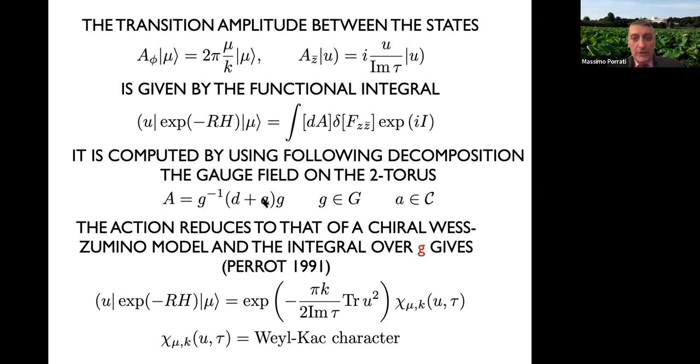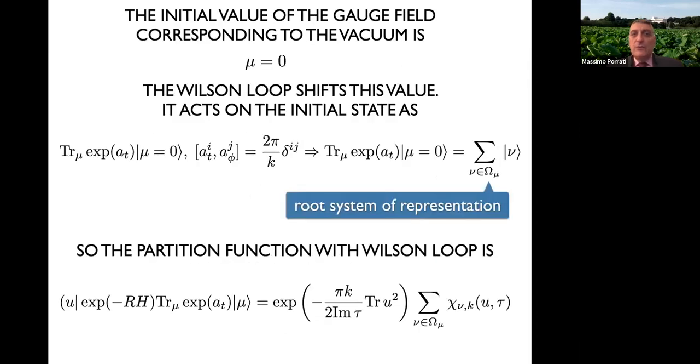Okay, so A is fixed essentially in terms of this mu and u. Now, we know what the initial value for the gauge field is, corresponding to the vacuum partition function. A phi should vanish, so mu should be equal to 0.